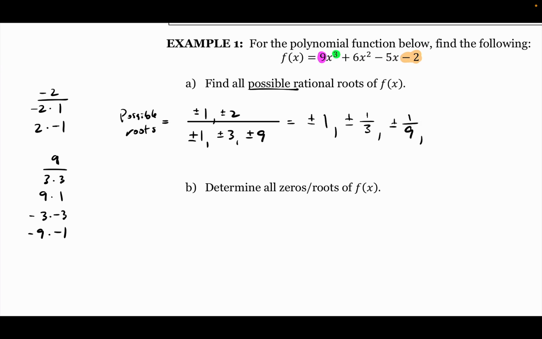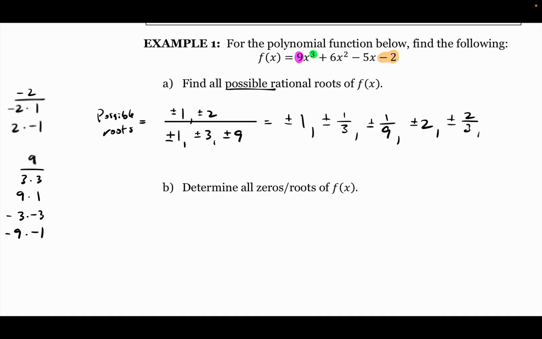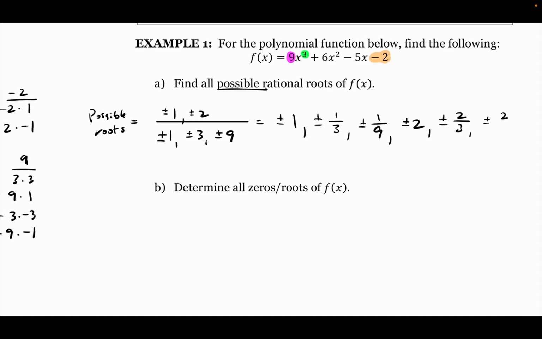So done with the 1 on top. Now I've got to divide the 2 on top. 2 divided by 1: positive 2. 2 divided by 3: 2/3. 2 divided by 9: 2/9. That's a list of possible candidates.